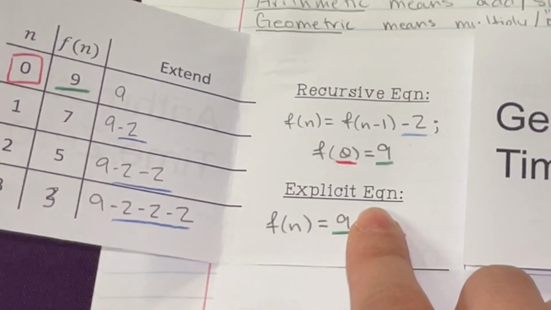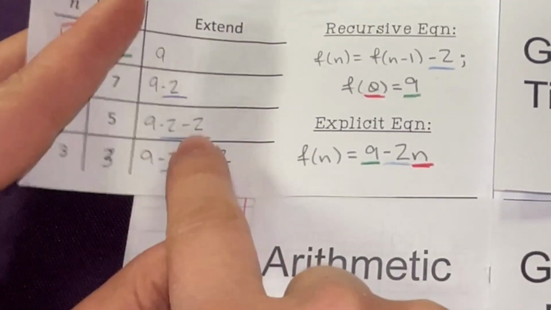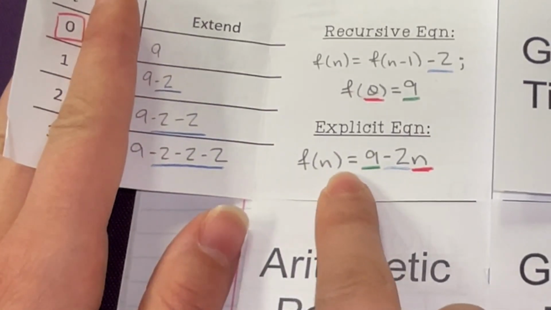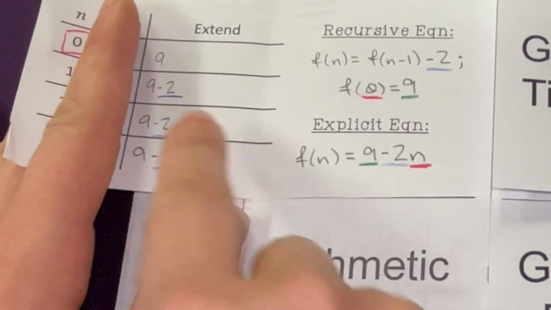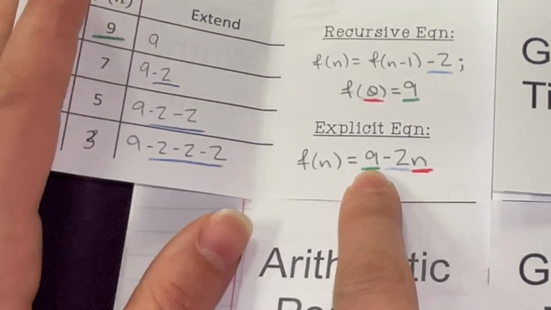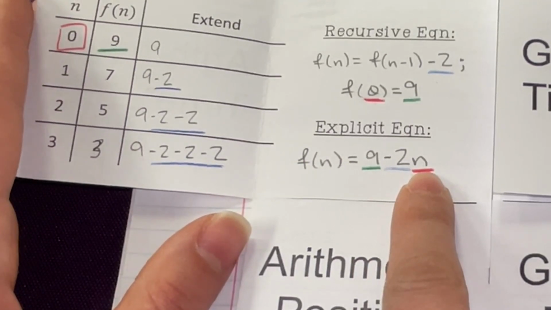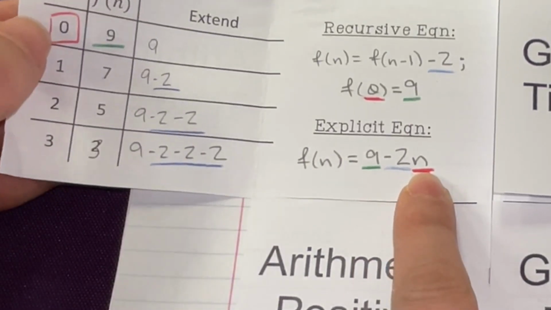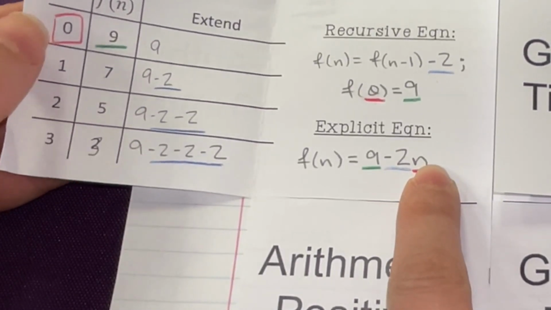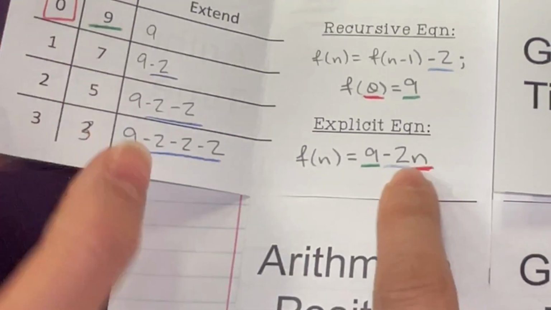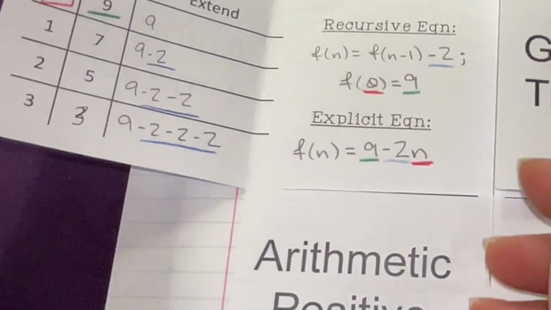The explicit equation kind of follows your extended pattern that's going on here, right? It's going to go f of n equals 9 minus 2, right? We started with that 9. We're subtracting by 2 as we go down. And then we're going to have just an n because we start at time 0. I'm going to repeat that. You have just a regular sized n because you start at time 0. And it's regular sized because we are adding or subtracting. That's going to be important.